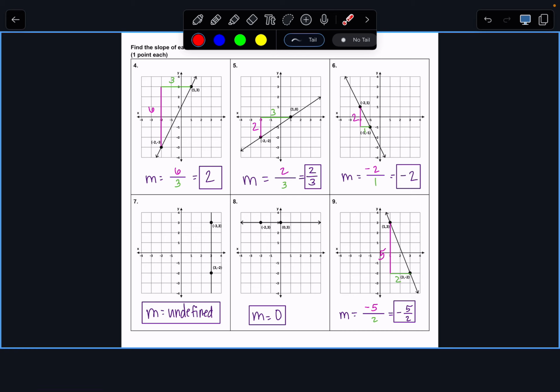Okay. Notice in number 6, we fall 2, run 1. So I have a negative slope. Okay. Number 9, also a negative slope. Okay. Remember in number 8, since we have a horizontal line, we have slope of 0. In number 7, if we have a vertical line, our slope is undefined. Check those to make sure you have them right.